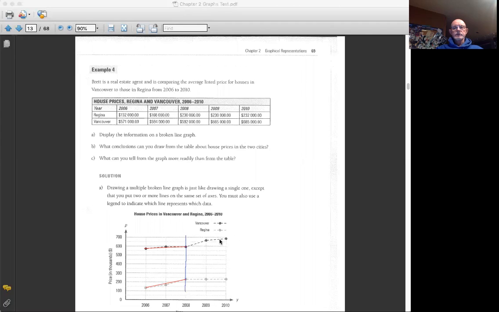Then when you look at the period between 2008 and 2010, what you see is this. Here's Vancouver. And here's Regina. Regina pretty much flatlined, whereas Vancouver took off. Comparatively speaking, this was flatter, dead flat, pretty much. So that is the value of doing multiple line graphs. Let me see where we go from here.